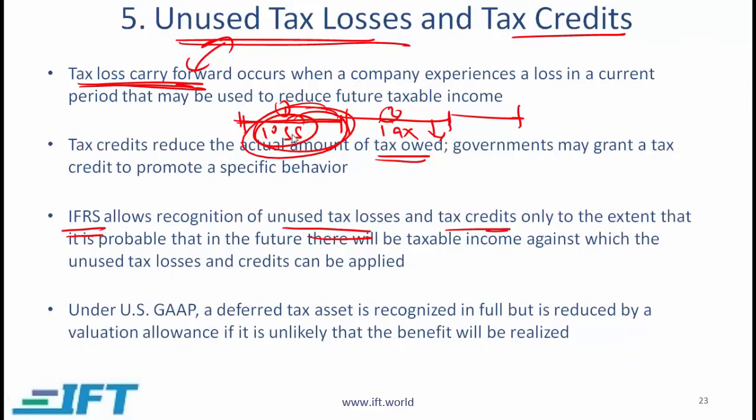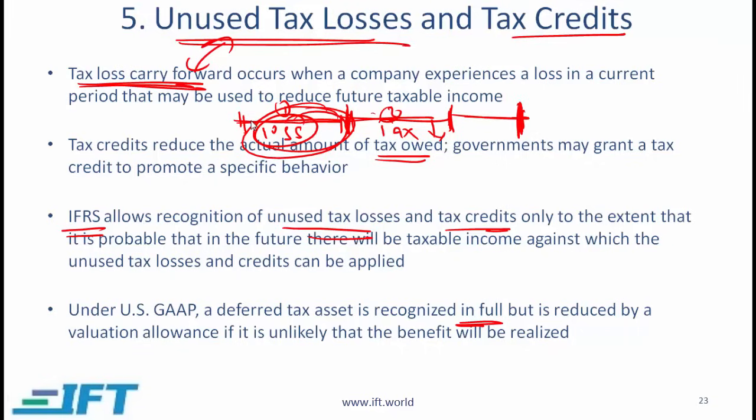And to make this more specific, let's say that tax rules say that the tax loss carry forward can only be used up to this point in time. So we need to figure out whether there will be profitability in those periods so that we benefit from this tax loss carry forward. If we do not expect any profitability here, then it doesn't make sense to recognize the tax loss carry forward or the tax credits. Under US GAAP, a deferred tax asset is recognized in full, but is reduced by a valuation allowance if it is unlikely that the benefit will be realized.